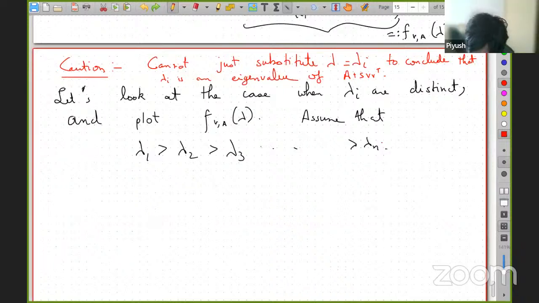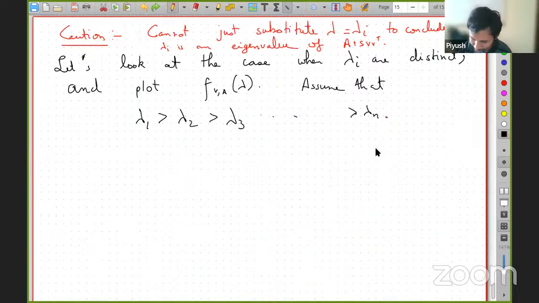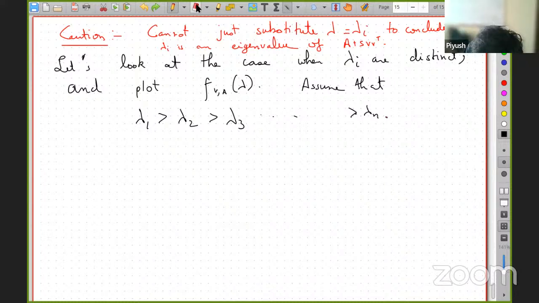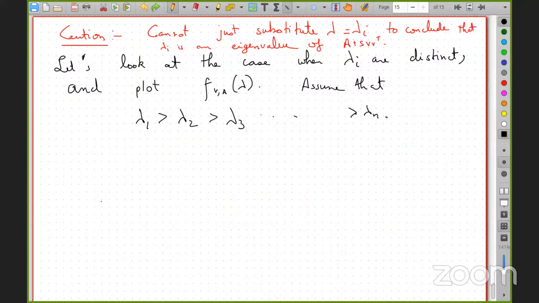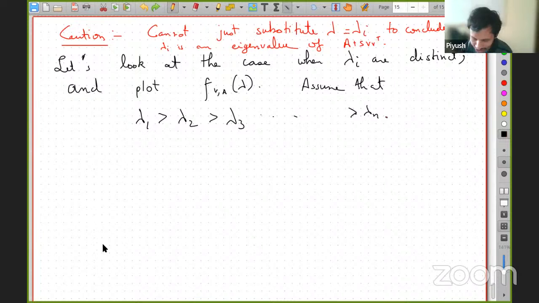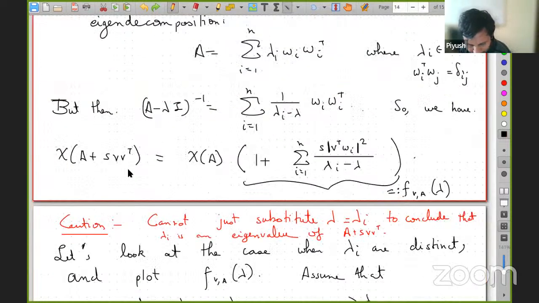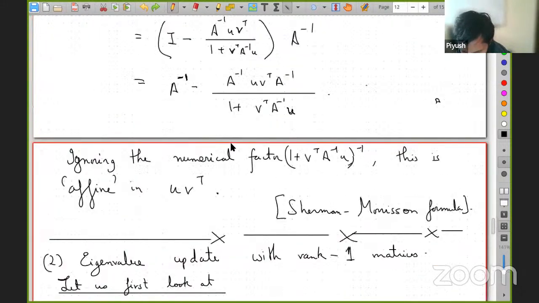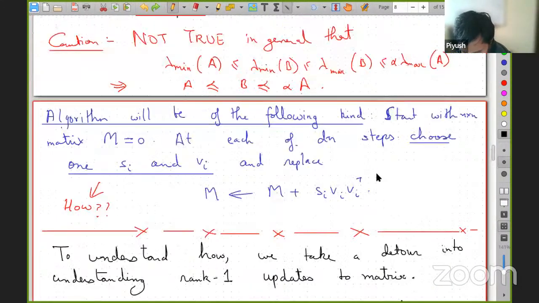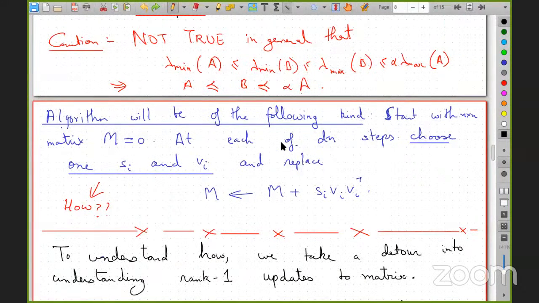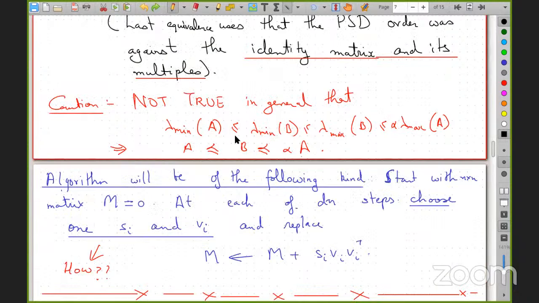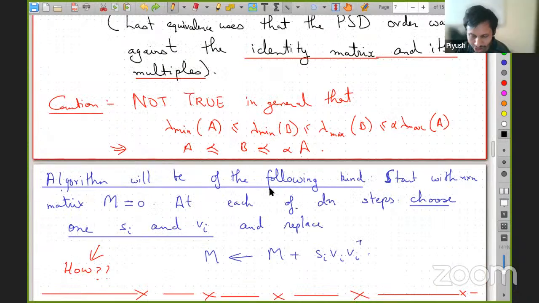Okay, so here is just another way of seeing this more graphically. Sorry, Piyush, what are we trying to prove? We just want to understand what the eigenvalues of A plus s v v transpose are. So how do the eigenvalues change? That's our goal. Our algorithm keeps adding rank 1 updates to our matrix, and then hopefully at the end we'll have a good ratio between the maximum and minimum eigenvalues. So you want to understand how eigenvalues change when you do rank 1 updates.